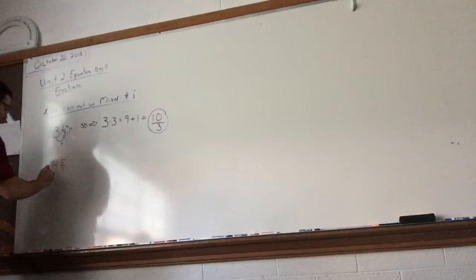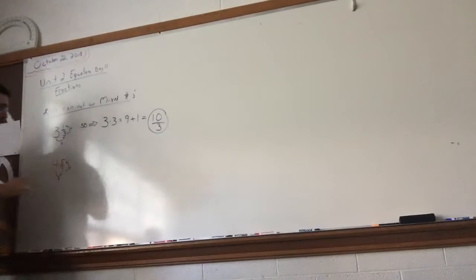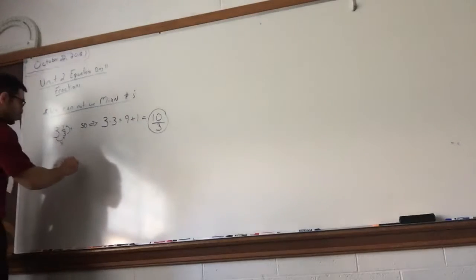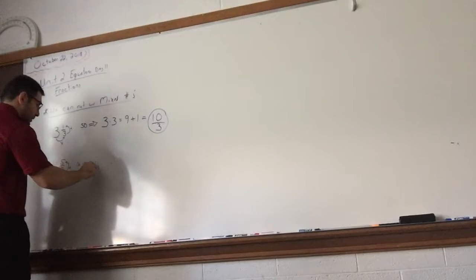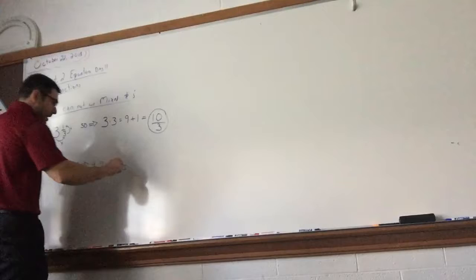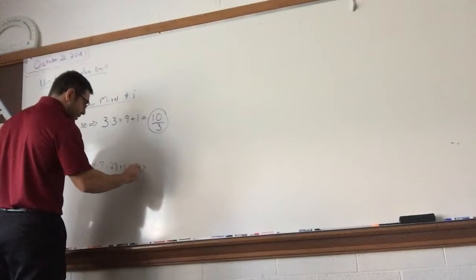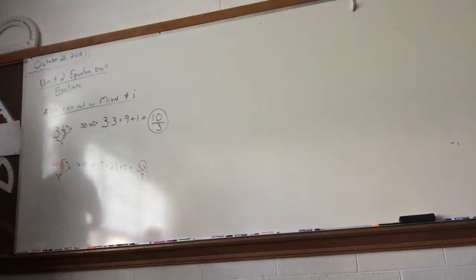Again, I'm going to take my coefficient times the denominator. Then I'm going to take that product and add. So, I take 4 times 7. 4 times 7 is 28. 28 plus 5 is 33. Keep the denominator, it's 33/7. Questions?